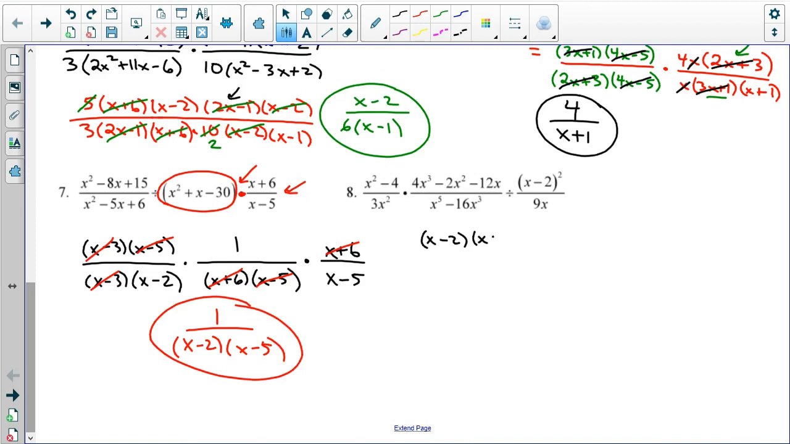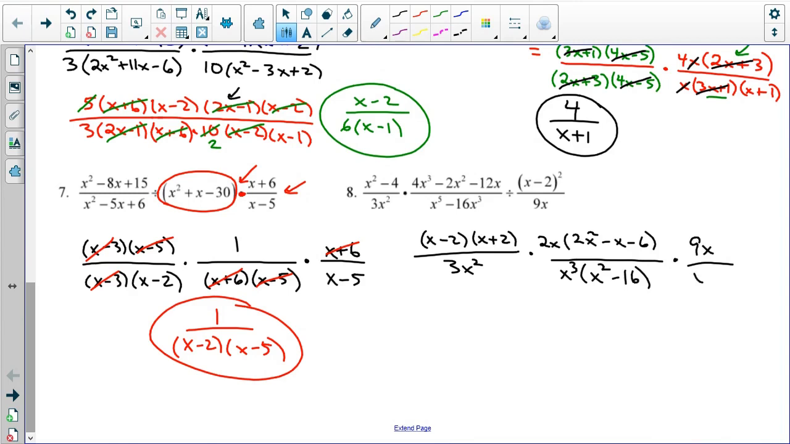Factor the first one, x minus 2x plus 2, 3x squared, there's nothing to factor. I have a greatest common factor of 2x, and that leaves me with 2x squared minus x minus 6. I'm going to factor out an x cubed, and that leaves me with x squared minus 16. So I obviously have some more work to do here. There's still some factoring to be done. And then I have times 9x over x minus 2 squared. Notice that I changed the dividing into multiplying by a reciprocal.